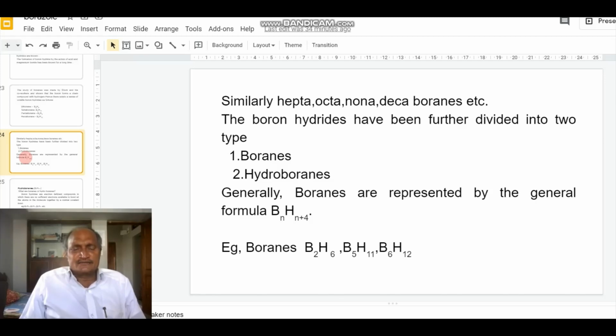The boron hydrides have been further divided into 2 types. Actually, there are 4 types, but for our class, only 2 types of hydrides, that is boranes and hydroboranes, are to be studied. Generally, boranes are represented by the general formula BnHn+4. For example, B2H6, B5H11, B6H12, etc.